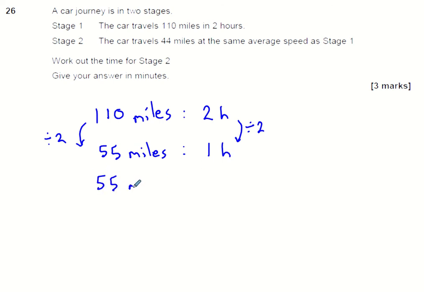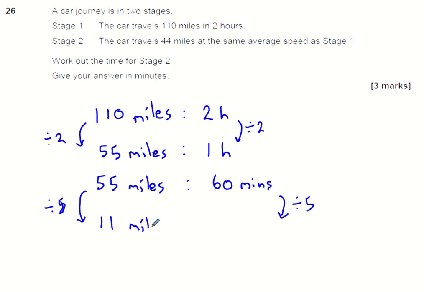So 55 miles, instead of it being 1 hour, is going to be 60 minutes. There are 60 minutes in 1 hour. Now we've got a ratio of 55 to 60. These can be divided by 5, because they are both in the 5 times table. Once we have done that, that means 11 miles is being done in 12 minutes.